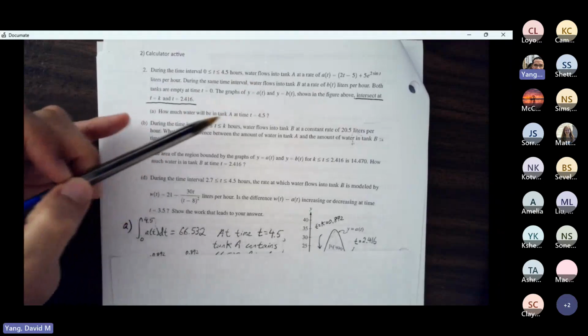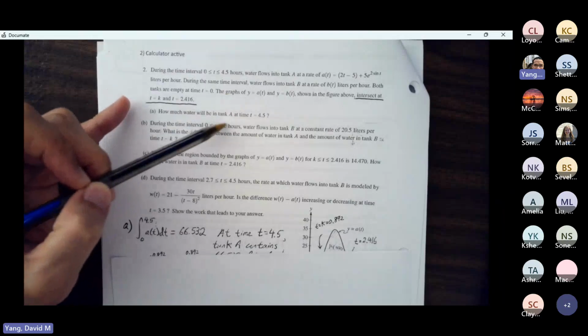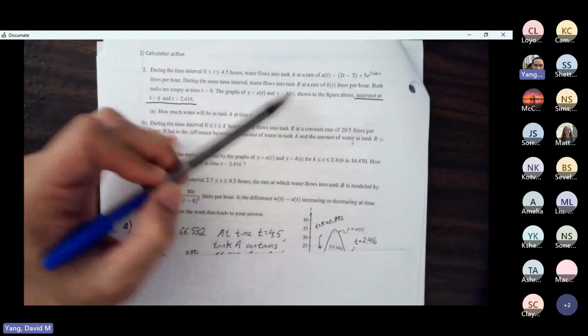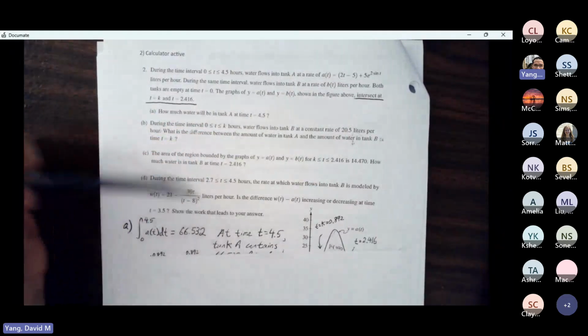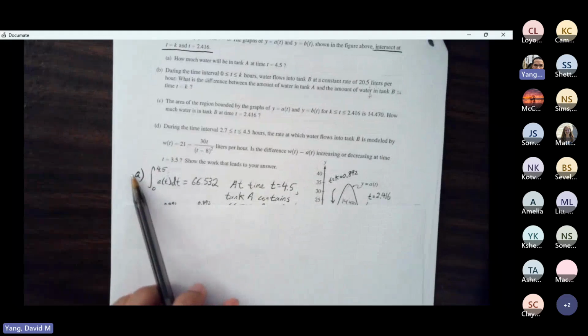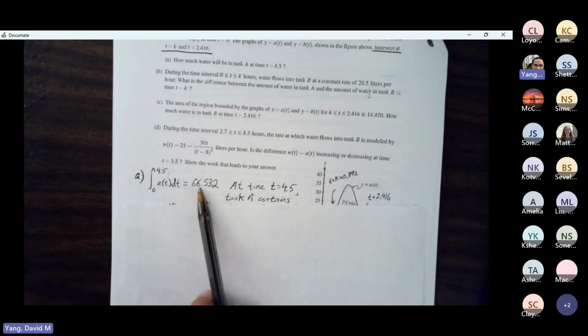These are two different tanks, so the two rates are not going to affect each other. If we want to find out how much water is in tank A, we can just worry about A of t. There's not another rate that is leaving the tank, and there's no water to begin with at t equals 0, so we don't have to add onto what's already in the tank. If there was, we would add the integral from 0 to 4.5 plus however much there was to begin with. But there's none, so the integral from 0 to 4.5 is the actual amount of water in the tank.